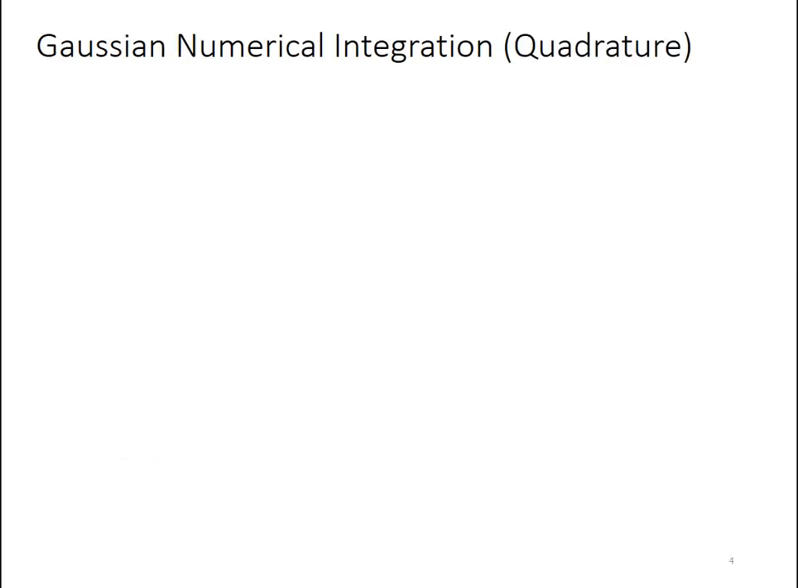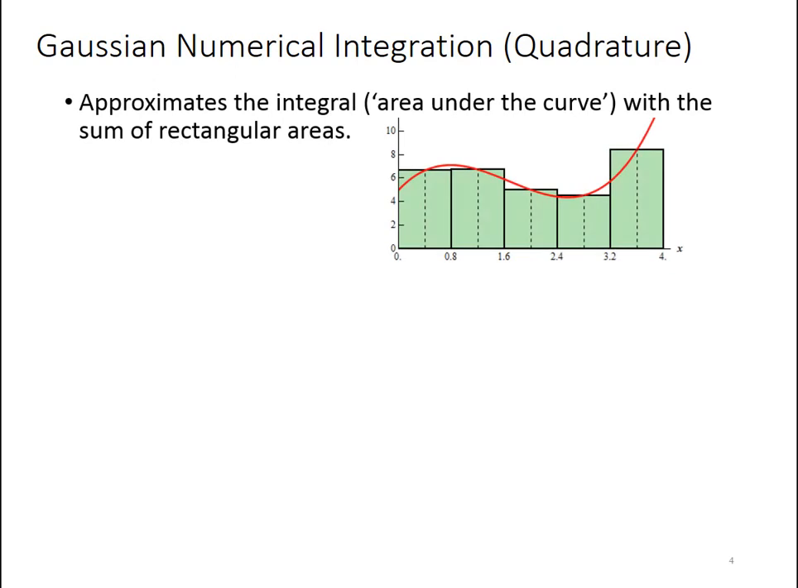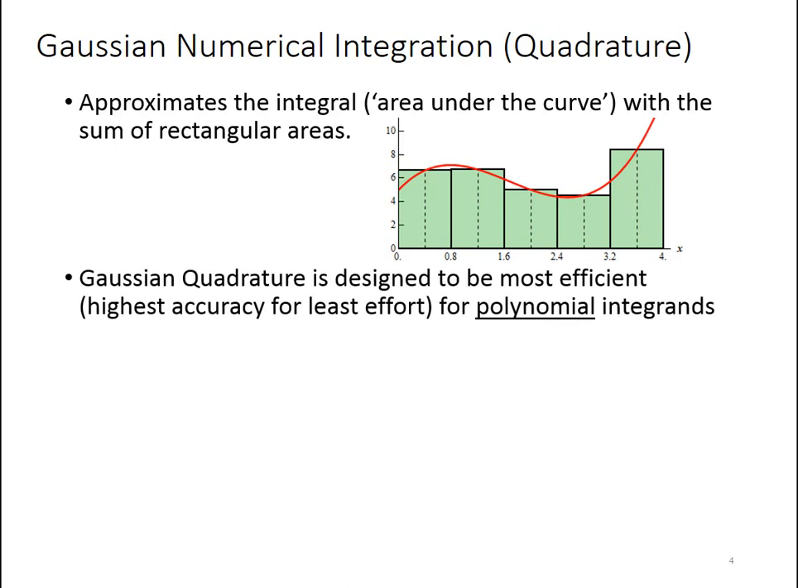So what is Gaussian quadrature? Well, first off, quadrature is just another term for numerical integration. It is a way of approximating the integral, or the area under a curve of a function, with the sum of rectangular areas like what's shown here. Gaussian quadrature in particular is designed to be, unlike the Riemann sums, which are generic, a most efficient approach for polynomial integrands. So you evaluate the function fewer times to get the same level of accuracy. And remember that good quality quadrilateral elements have quadratic integrands, so they are polynomials.